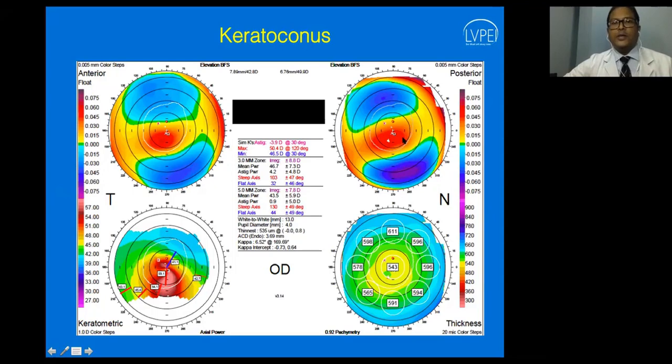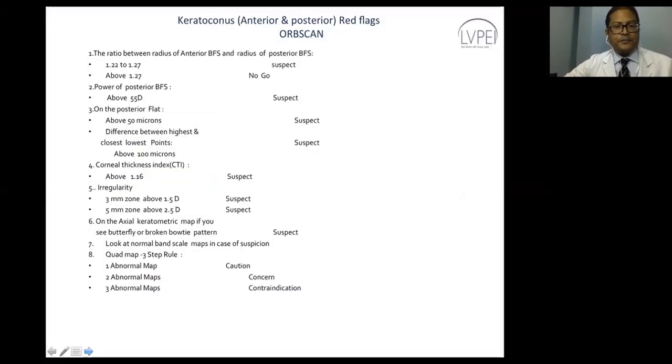So whenever you place your cursor on the OPSCAN machine, this will display a value. So this would be either 20, 30, 35, 40 something. And this would also be another value, which would be 30, 20, 40. So whenever you add these two, this is typically the elevation and this is the trough. So the difference for adding these two should not go above 100. This is another criteria for keratoconus.